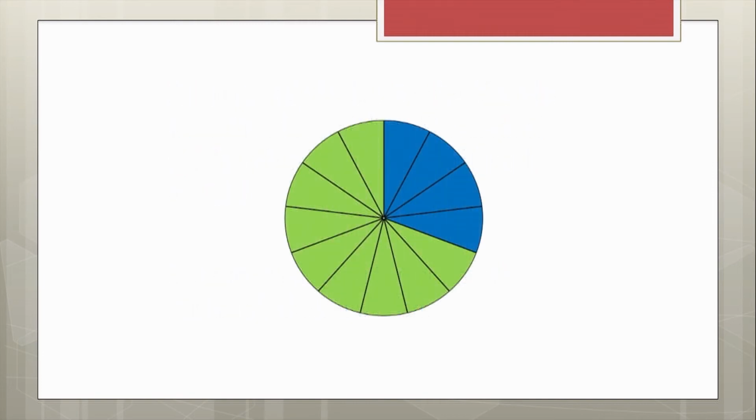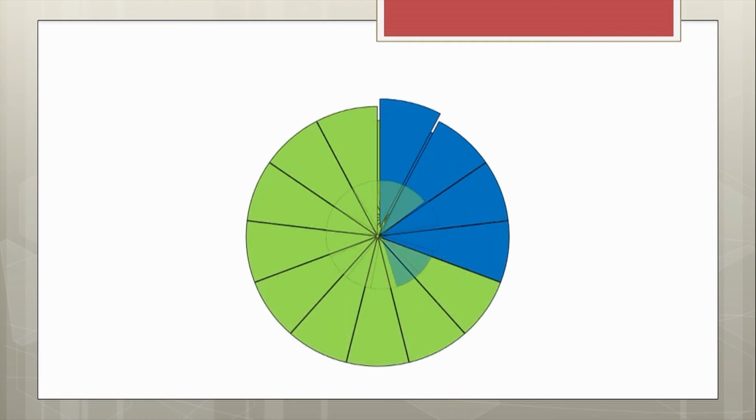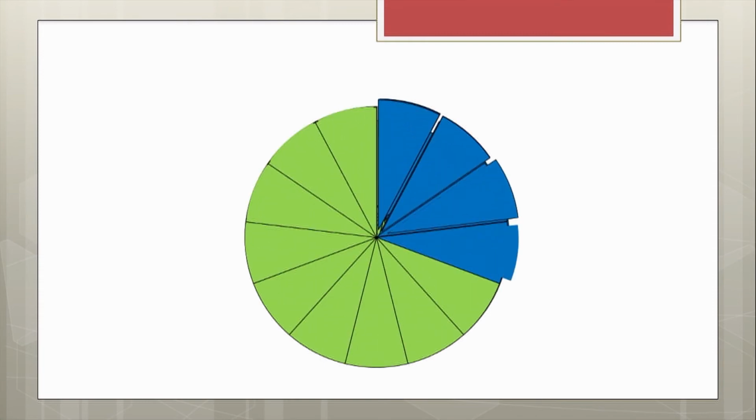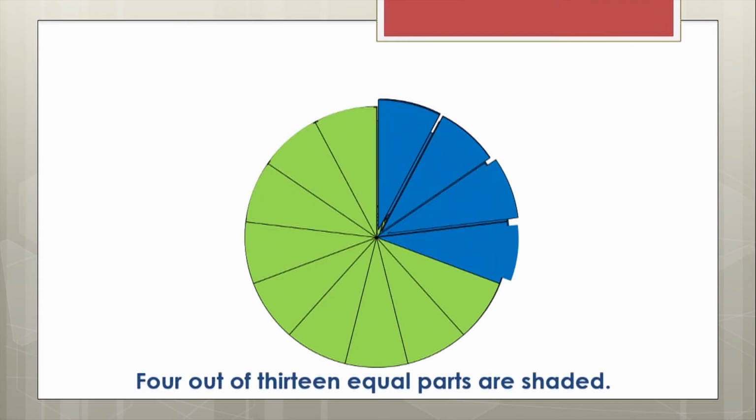So this is the cake. This is the birthday cake. Let's count to find the denominator. 1, 2, 3, 4, 5, 6, 7, 8, 9, 10, 11, 12, and 13. How many slices was she left with? 1, 2, 3, 4. So that is 4 out of 13 equal parts. So that is 4/13ths.